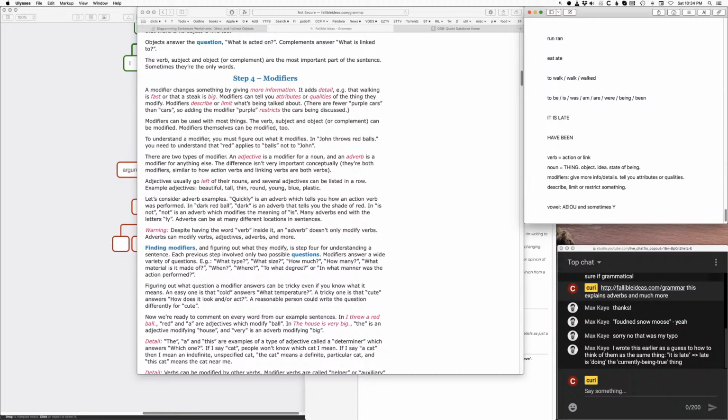So there are several types of modifiers. The simplest ones are adjectives and adverbs. These are just single word modifiers. Adjectives are single word modifiers for nouns, and adverbs are single word modifiers for anything that's not a noun. Okay, adjective is a modifier for a noun, adverb is a modifier for anything else.